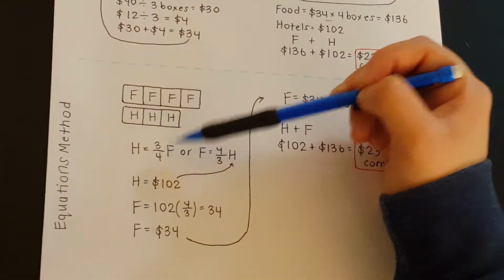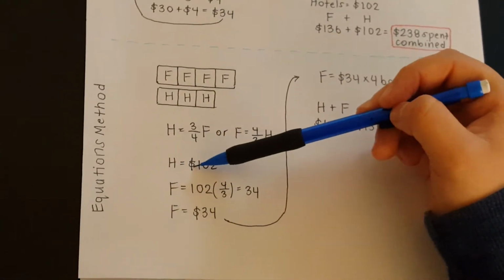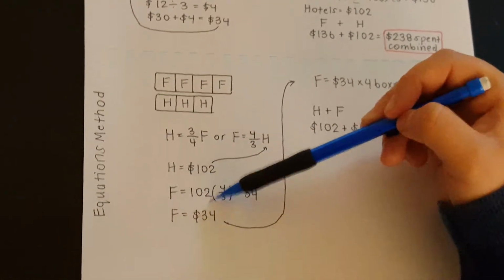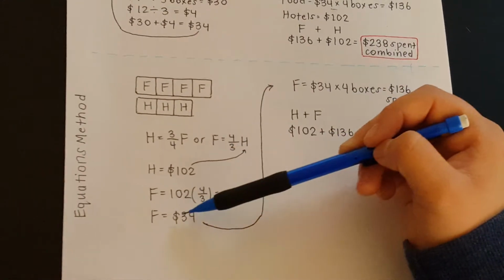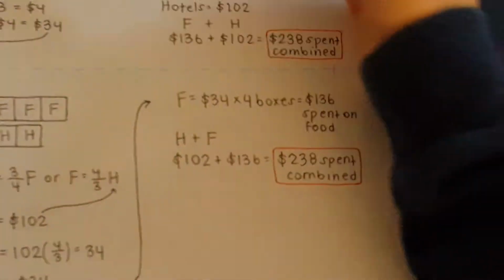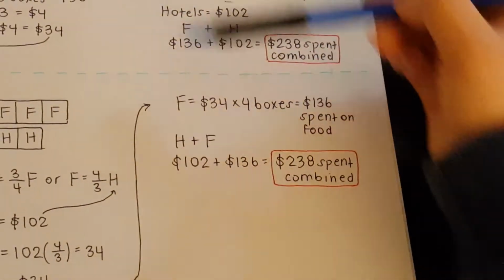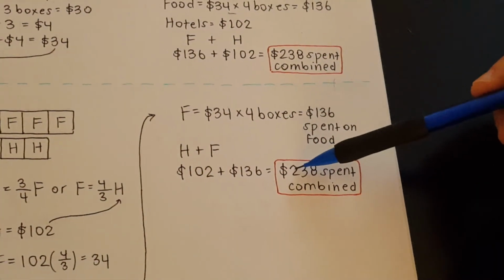Now for the equations method, we have H representing 3/4 of F, or F representing 4/3 of H. We will be using H, which is $102, and substituting this value to solve for F. So $102 times 4/3 for F, since 102 divided by 3 is 34, represents the $34. So for F, $34 times 4 boxes of food gives us $136 spent on food. Again, adding the value of hotels, which is $102, plus F, $136, gives us $238 spent combined.